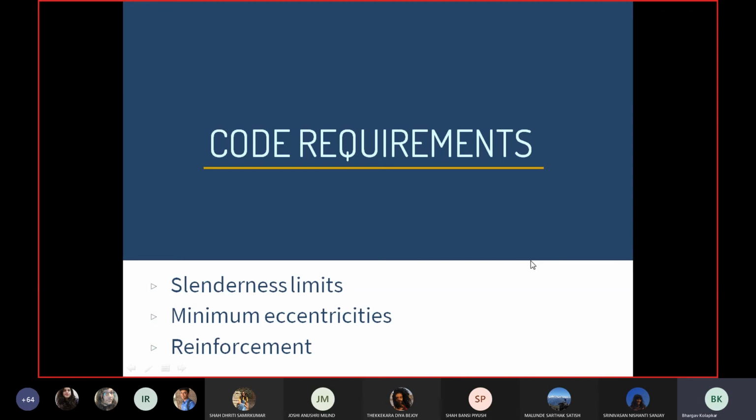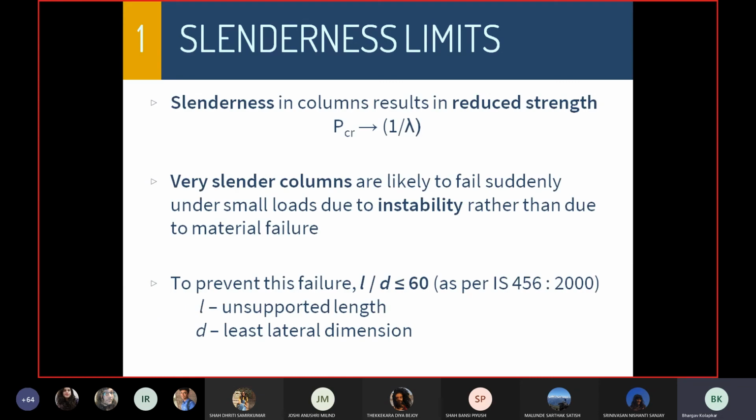So now we are going to jump into the actual design of columns, and we are going to look at it in terms of three requirements that we must satisfy. First is the slenderness limits, second is minimum eccentricity, and third is reinforcement. We've seen that slenderness in a column results in reduced strength. The larger the slenderness, the lesser is the load that the column can take. The maximum load that the column can take, we define as the critical load.